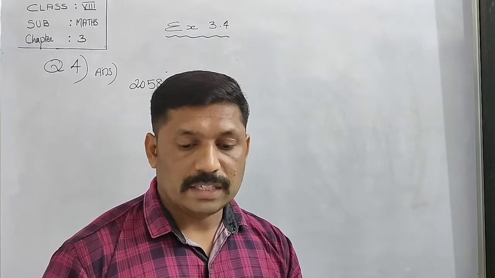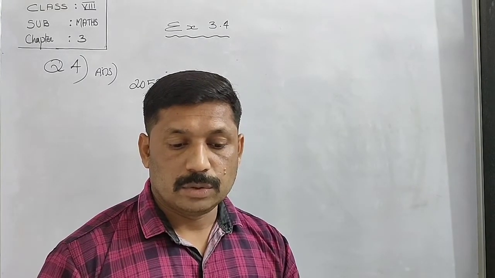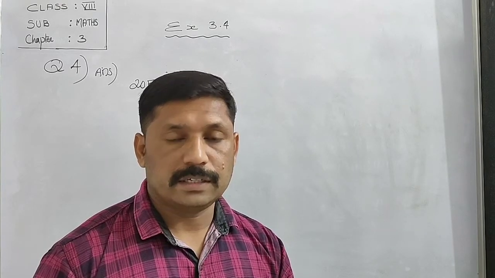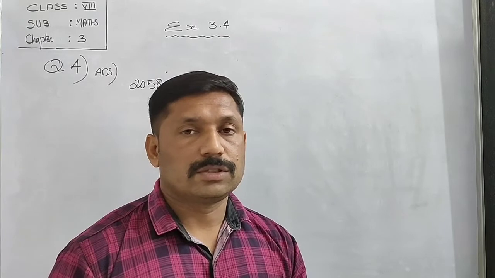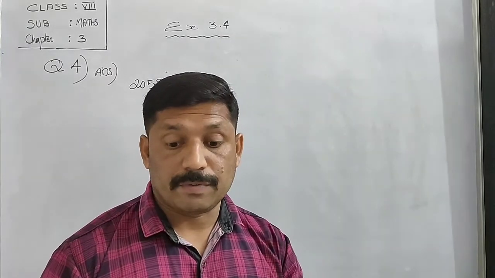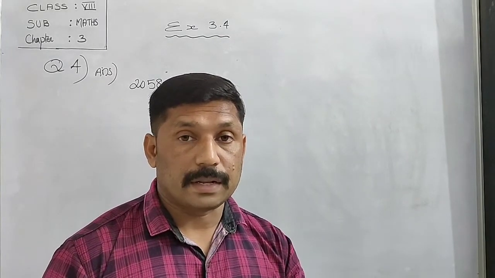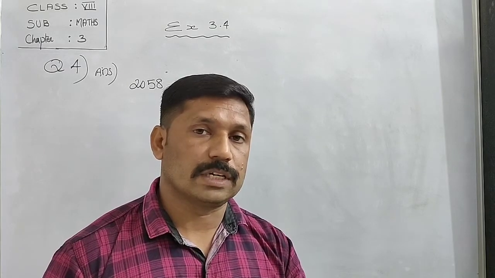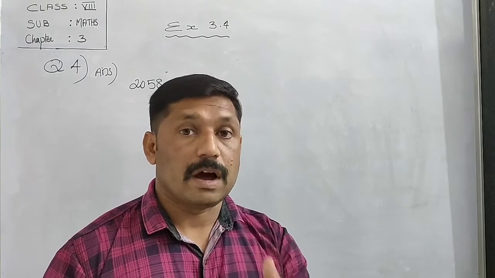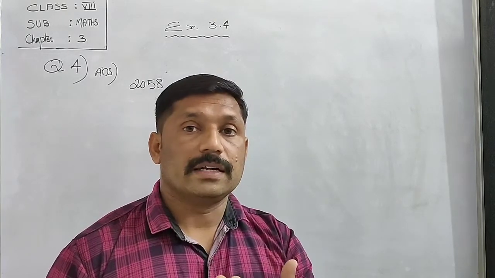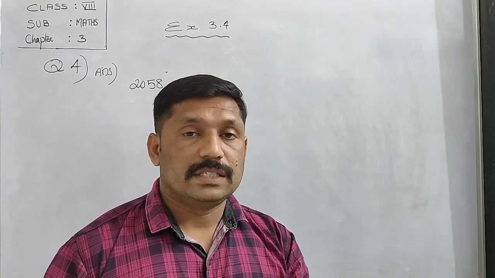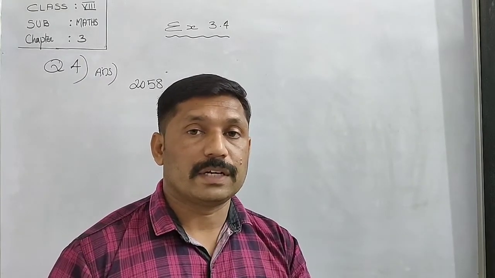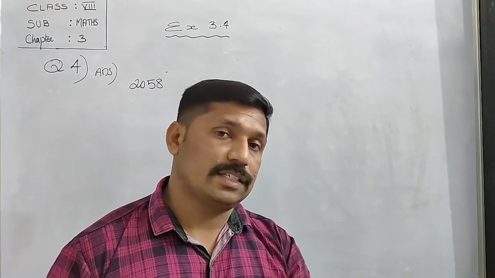The fourth question is this: what is the smallest number by which 2058 must be multiplied so that the product is a perfect cube? So this 2058 is not a perfect cube. Which is the least number that should be multiplied with this number to make it a perfect cube? That's the question. In squares we have done the same thing. We factorized the numbers, and then after factorizing we saw how many more factors are needed to make it a perfect square with its factors.